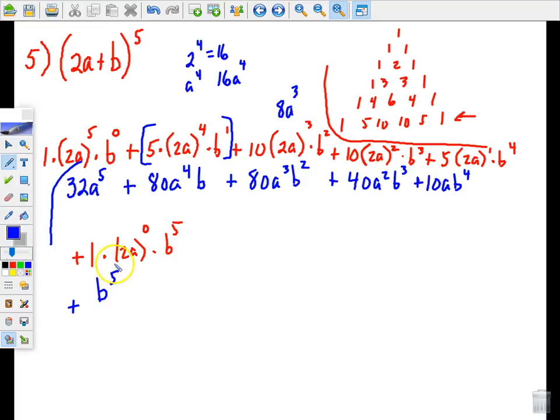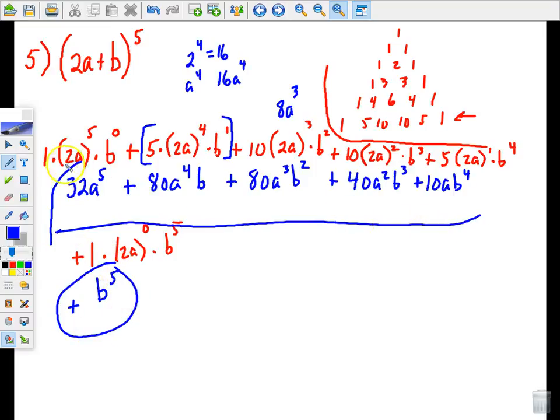So the blue is our answer. Okay, I have it on 2 lines, but I think you get the picture. So those are some examples of expanding binomials to given powers using Pascal's triangle. And hopefully that helps you.